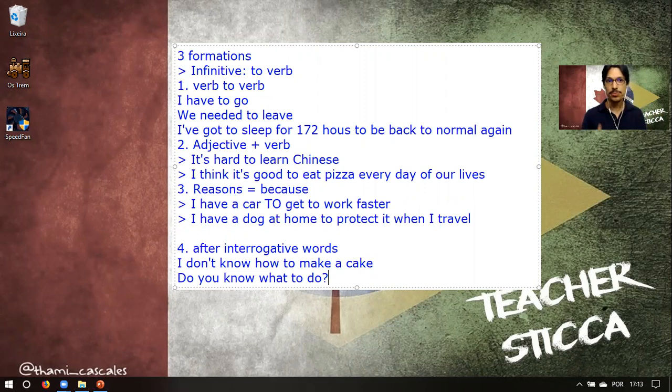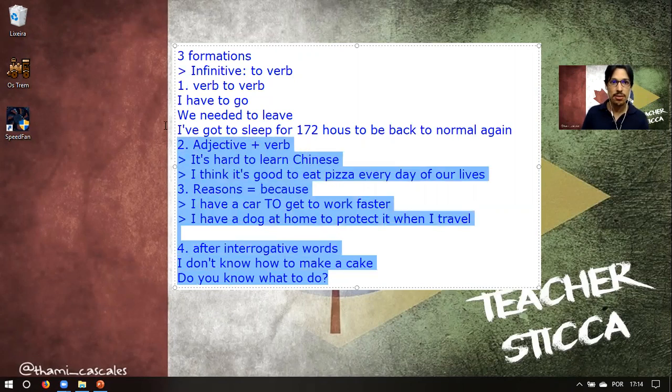Is that clear? So infinitive verb to verb, the most important of all these rules is definitely this one here. Secondly, adjective to verb, reasons. And this last case is not so common because you can make a direct question instead of just using interrogative words in these cases. Okay, so this is the first formation, which is infinitive, the two verbs.